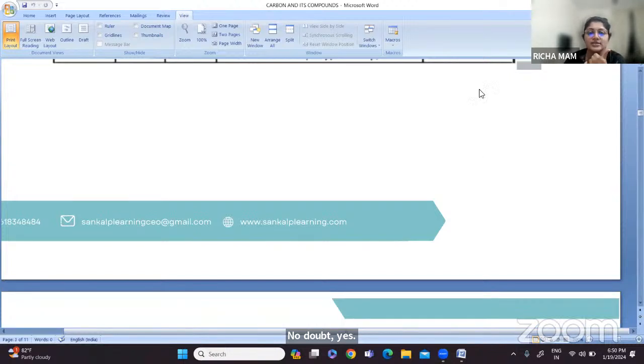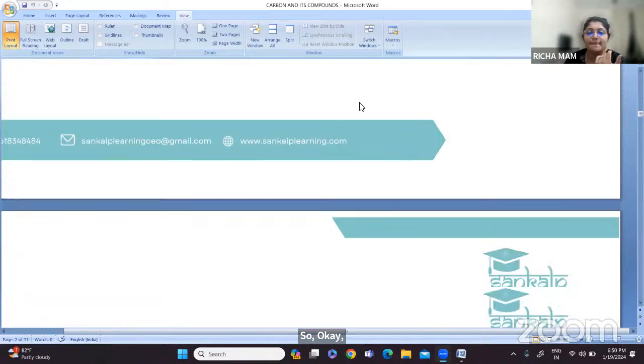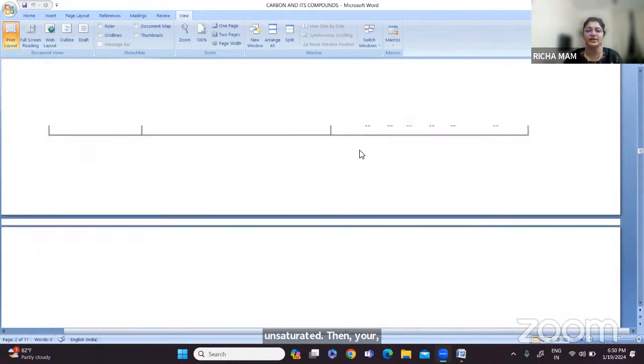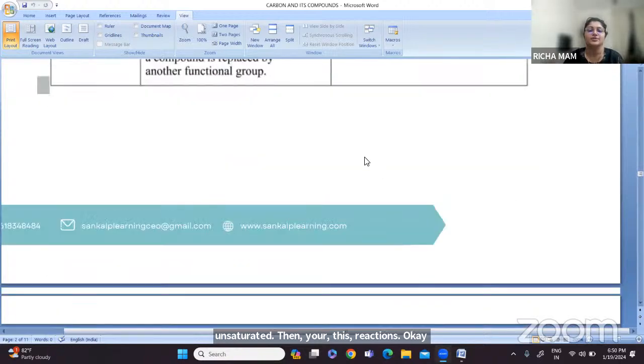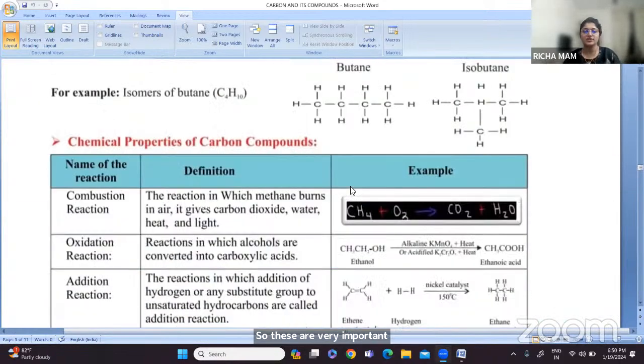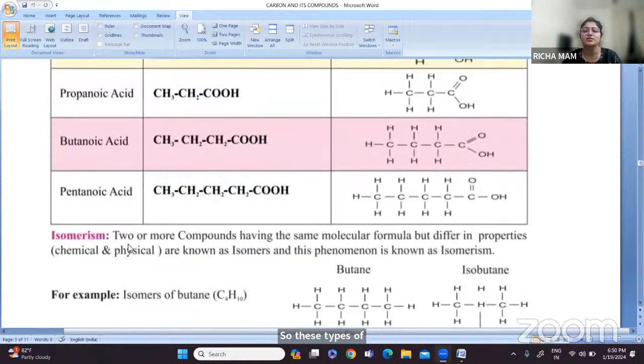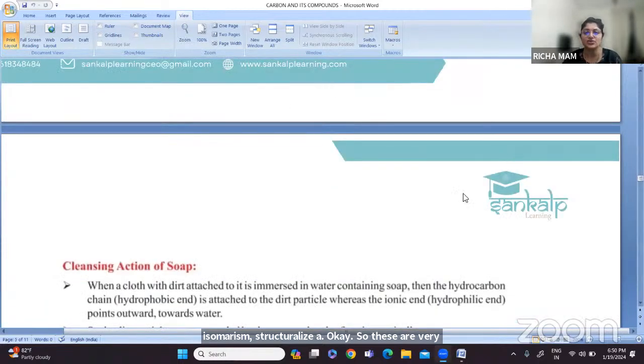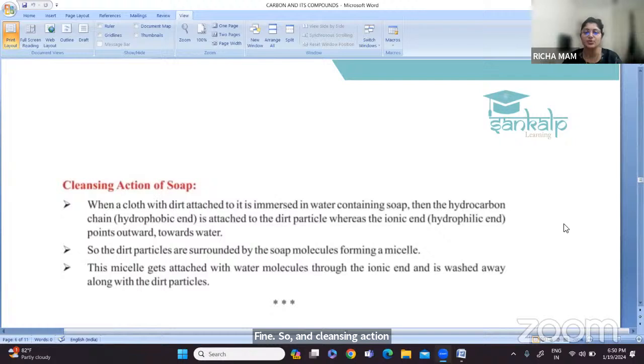Homologous series, then unsaturated and saturated compounds, then the reactions. These are very important. These types of chemical reactions, then isomerism, structural isomerism, are very important. And the cleansing action of soap. These are the concepts that are very important from this particular chapter. So we have seen all the important things from this chapter.